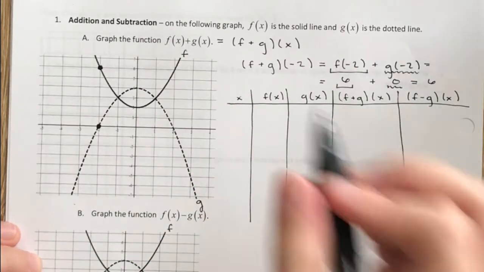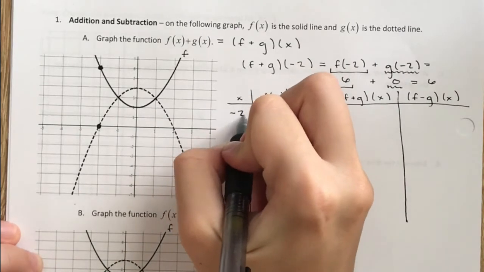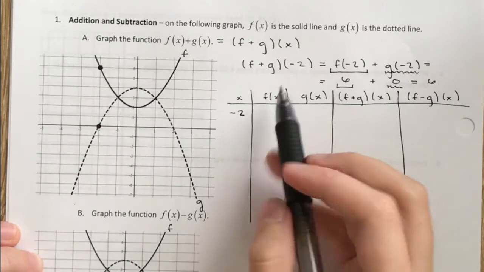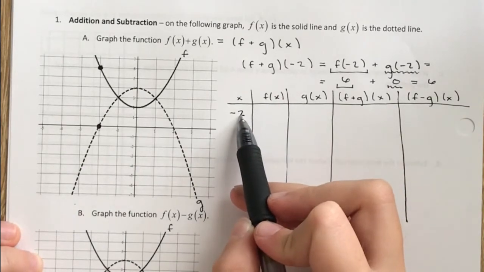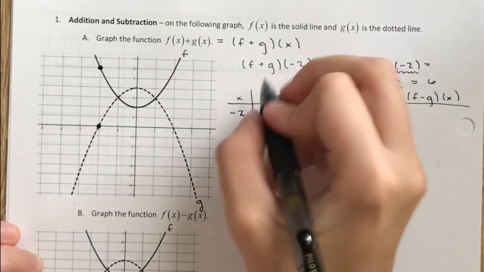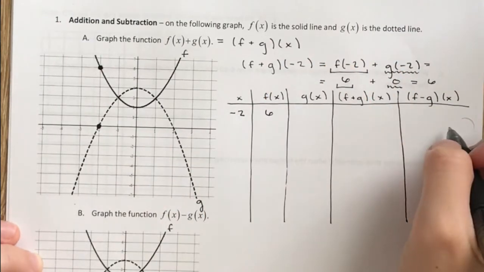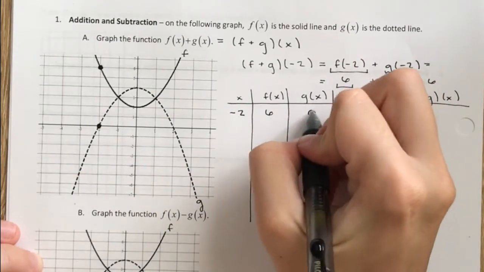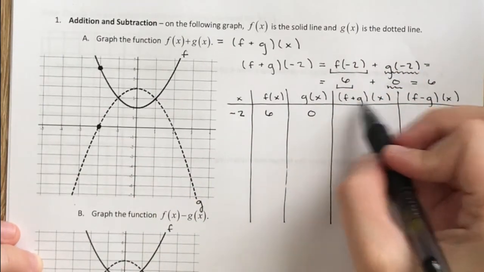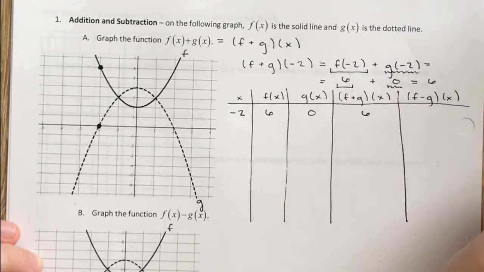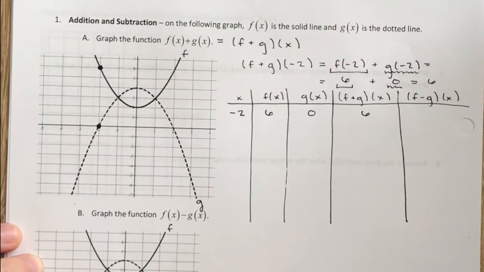Okay, so we just figured out what's up when x is negative 2. Let's fill in the values here. So when x was negative 2, f of x we said was 6. Right, f of negative 2 was 6. G of x when x was negative 2 was 0. This means that f plus g of x was 6. Awesome.